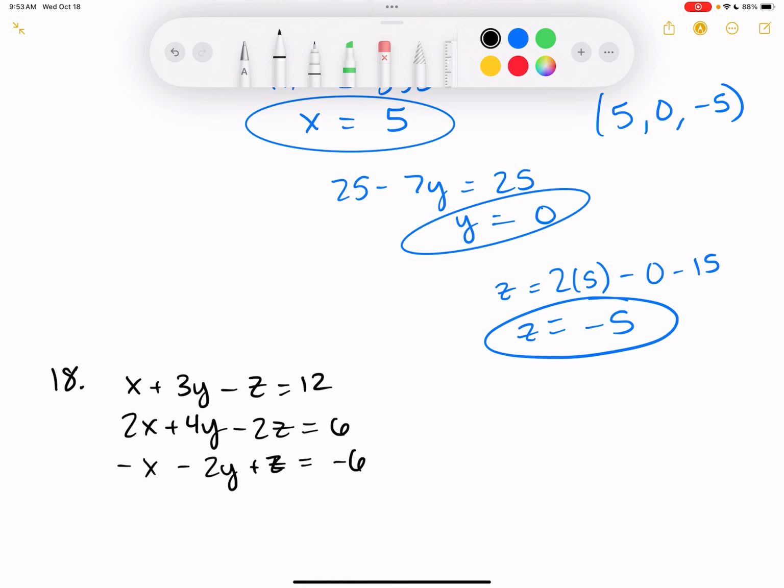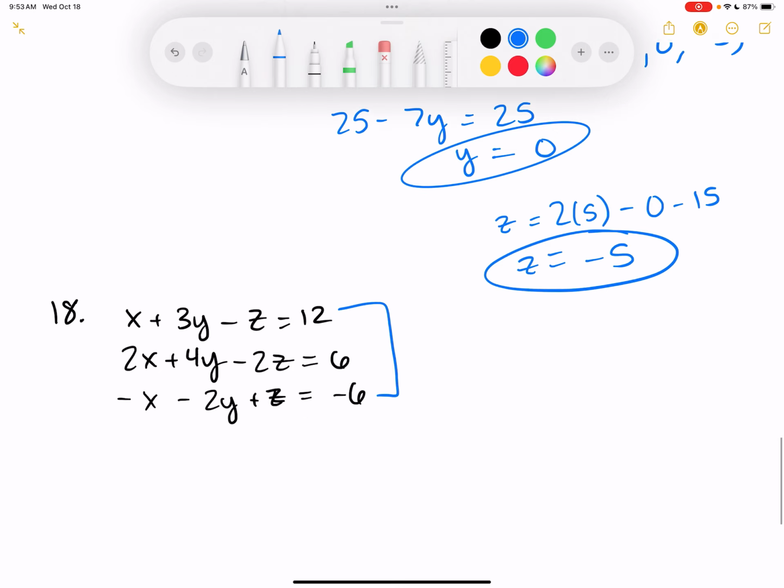So initially, I look at this and I have a positive z and a negative z, and I also have a negative x and a positive x in the top and the bottom one. And so I'm going to use that one to cancel first. So I'm going to do those two, and so that's going to give me y is equal to 6.